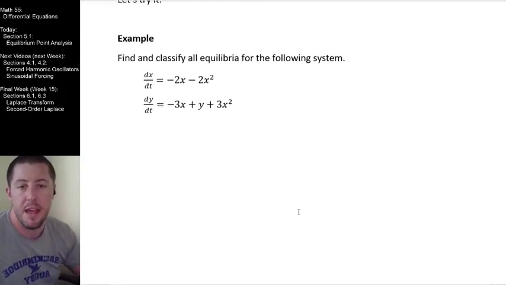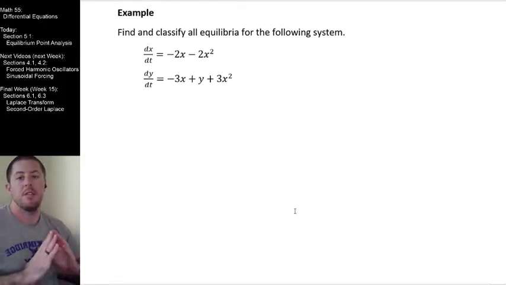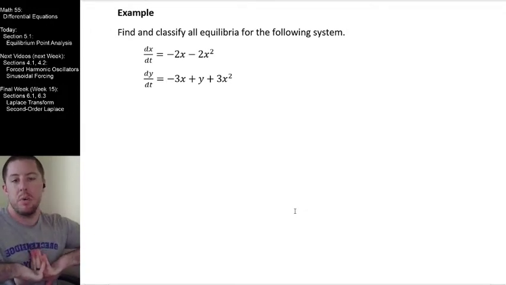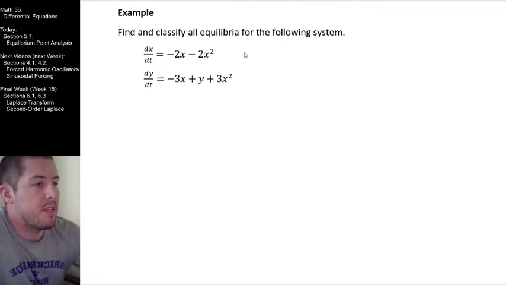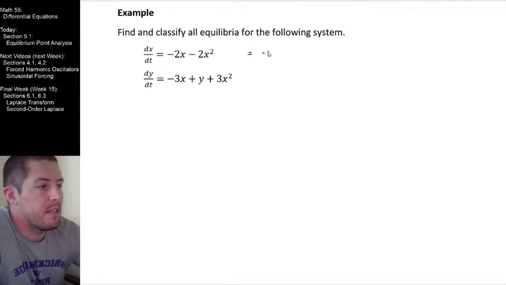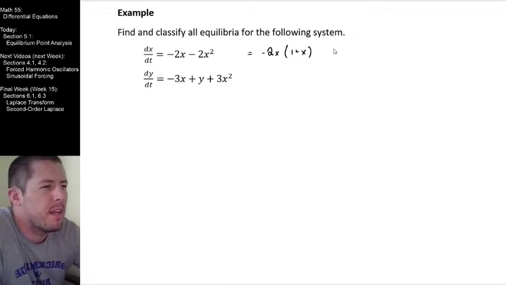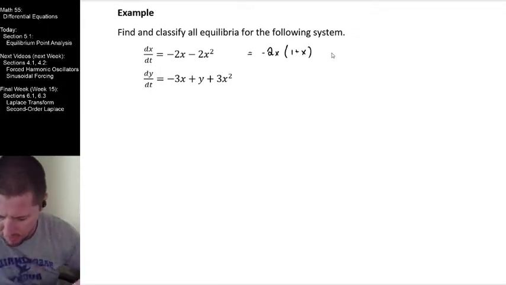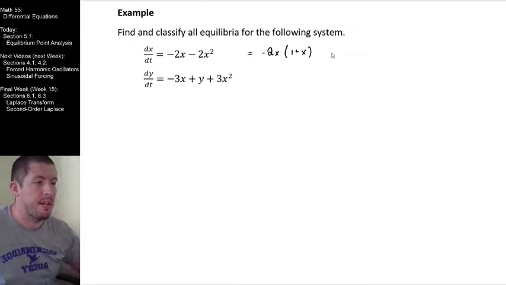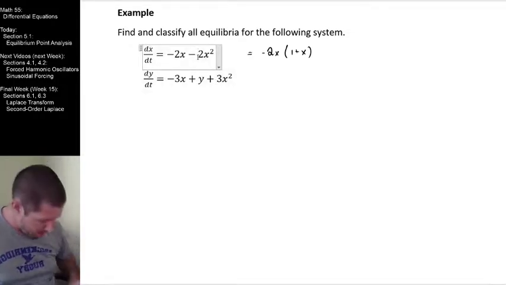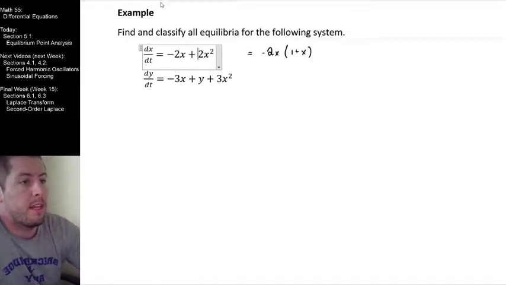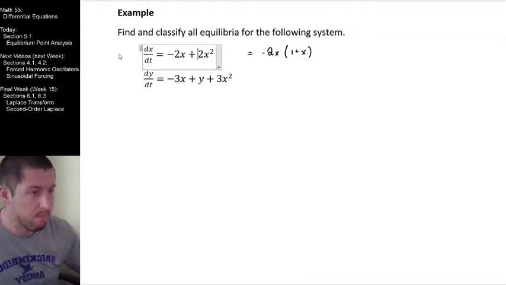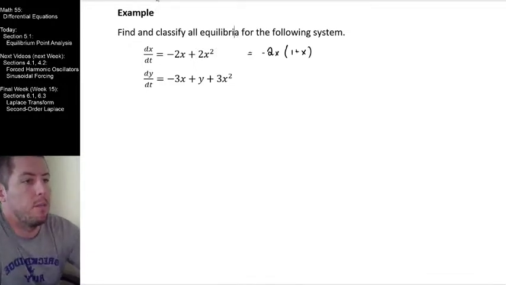So instead of me just saying it 1,000 times, let's go ahead and do it here. So let's find and classify all the equilibria for this system right here. So step 1 is always going to be to find these equilibria. So I'm thinking we should be seeing a sentence that looks like negative 2x times 1 plus x, right? Is that really the problem there? Oh, nope, it's not. Okay, I was like, I don't remember getting a negative right here. I'm going to change this so it actually matches my notes right here. Negative 2x plus 2x squared. That should be giving me a minus sign in what I just wrote.